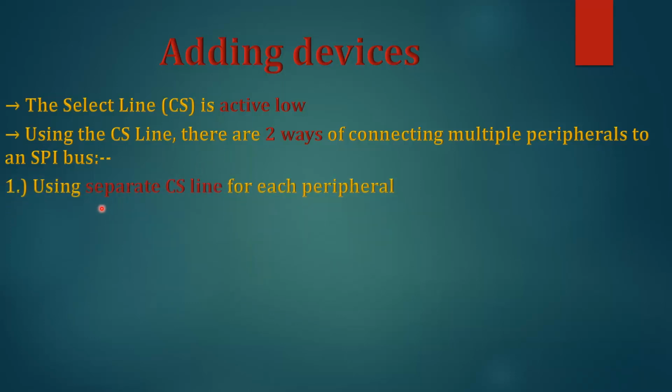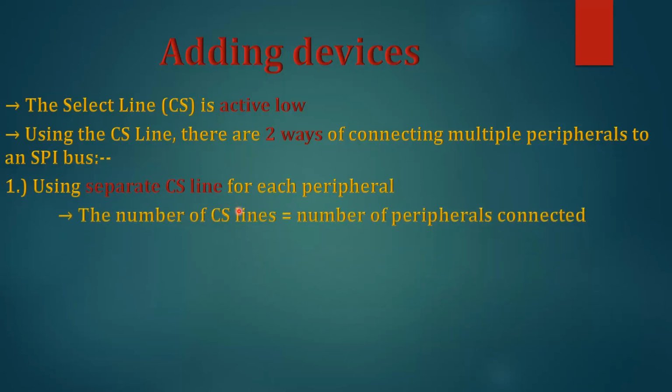First one is using a separate chip select line for each peripheral. In this way, the number of chip select lines will be higher and equal to the number of peripherals connected. For example, in a system with one controller and five peripherals, the total number of chip select lines required would be 5. So how many total pins will be there? 5 chip select lines, 1 clock and 2 data pins. Total 8 pins will be required.